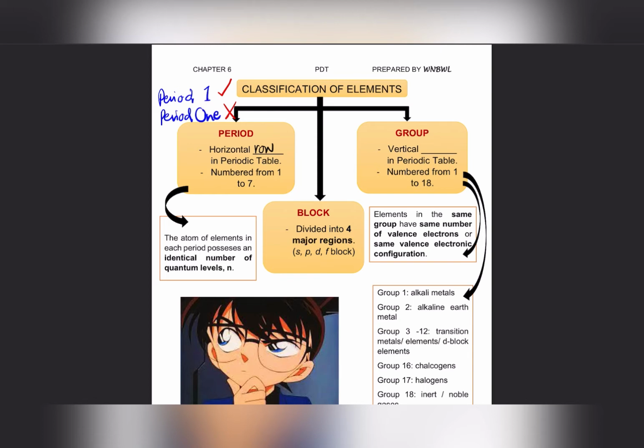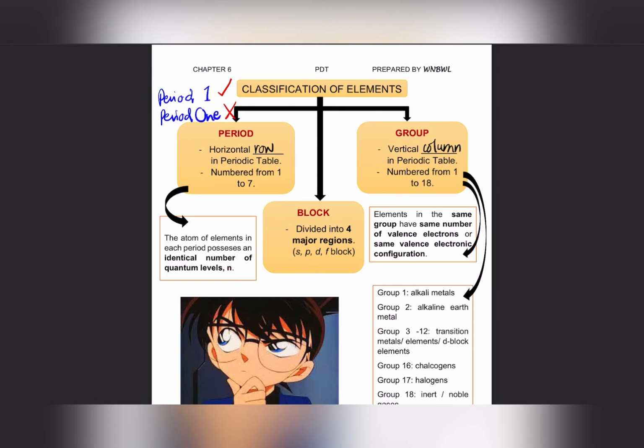Seterusnya, we got group. Group is the vertical column in the periodic table where we know they are numbered from group 1 to group 18. So, mari saya explain sedikit tentang period. Untuk period, the atoms of elements in each period must possess an identical number of quantum levels, ataupun n yang kita kenali sebagai principal quantum number. So, itu adalah untuk period. Sekiranya elemen A, B, C mempunyai n value yang sama, maknanya dia dalam period yang sama.